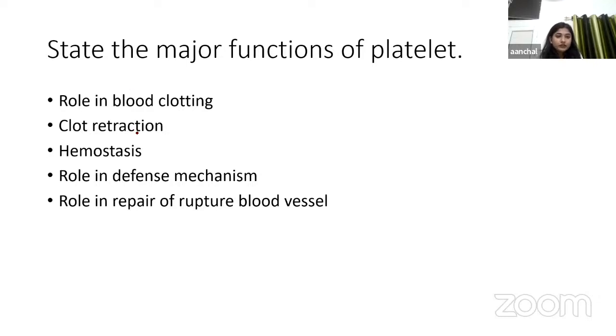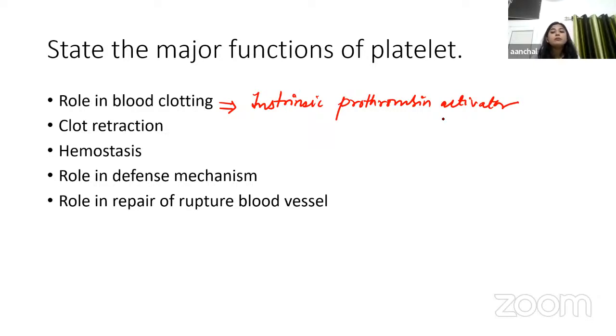First we have the role in blood clotting. As we know, platelets are responsible for the formation of intrinsic prothrombin activator, and here there will be the beginning, the onset, of blood clotting. And what is intrinsic prothrombin activator? That we have already discussed in the mechanism of blood clotting, right?